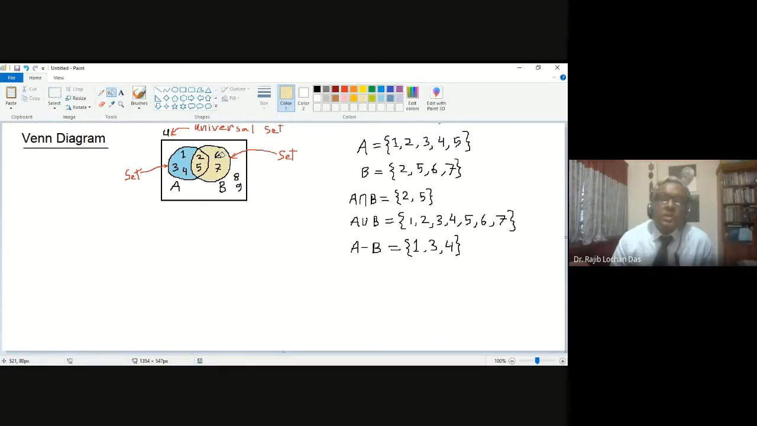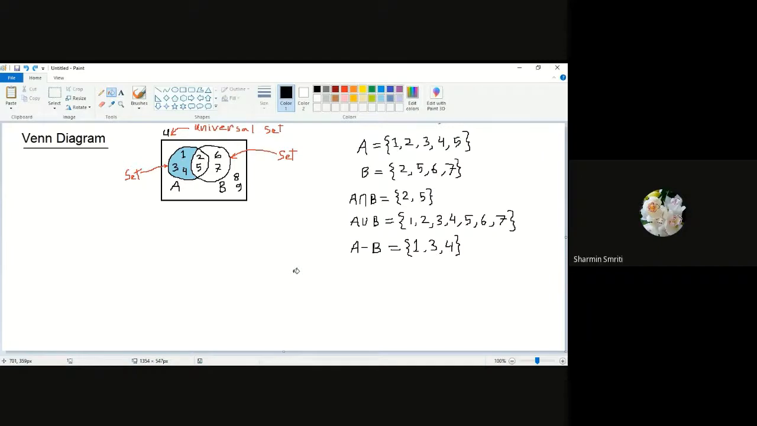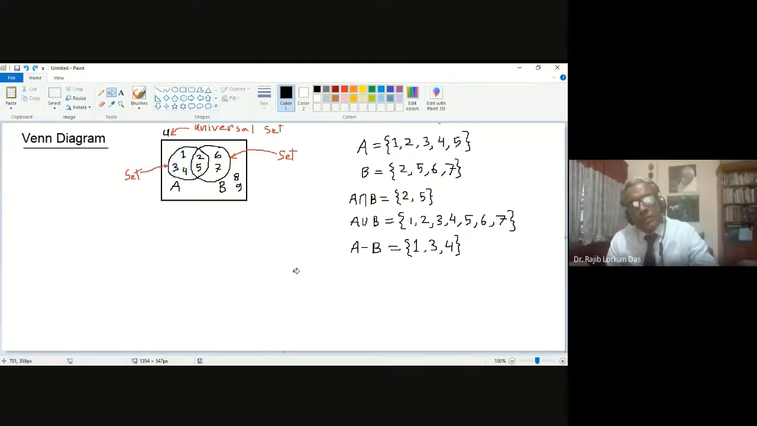So this is our B, and A minus B means A, then B is cancelled. So the common area will be cancelled. Only the common area will be gone. And then you have the blue shaded region. Clear? Everyone is clear with this? Yes, sir. Good.